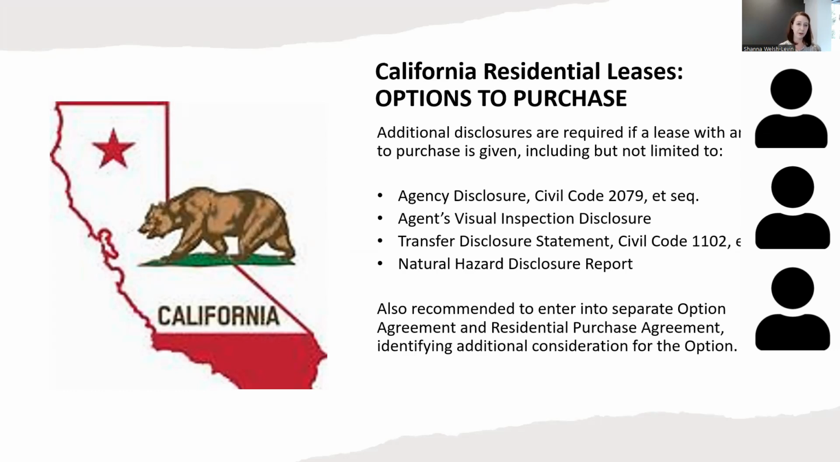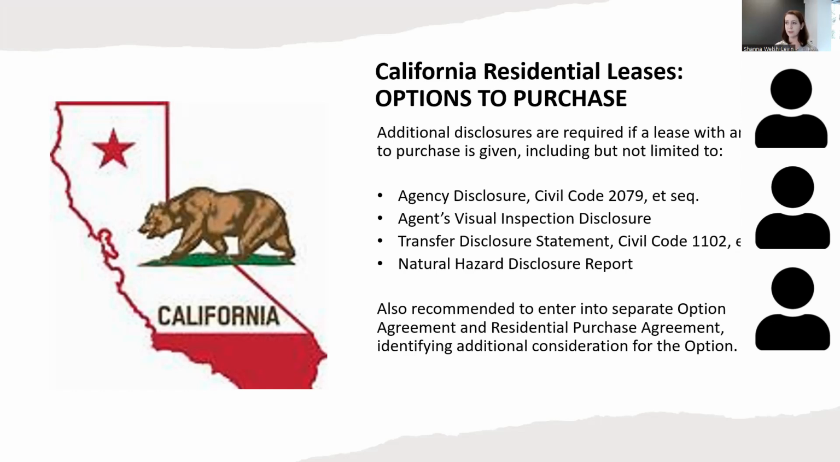And by the way, if there is no real estate professional involved, the owner still has to provide a transfer disclosure statement and make appropriate disclosures at the time that the lease and option are entered into, not later, not when they exercise the option. This has to be done when the option is created. And then you also have to provide the natural hazard disclosure report, which we purchase from third-party companies. It's very easy. It doesn't cost very much.